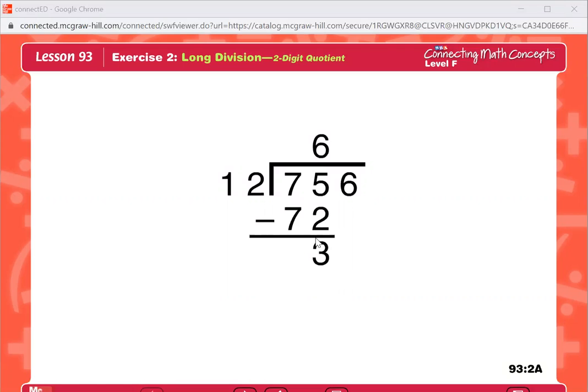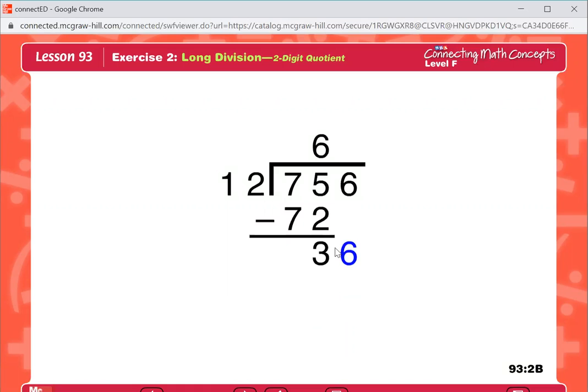We're going to work the problem to figure out the ones digit of the answer. Here's how we do that. We bring down the ones digit of 756. So here's our ones digit because we have ones, tens, hundreds. So we're going to bring down the ones, which is 6. Bringing that down. Now, what number do we have? We have 36 now.